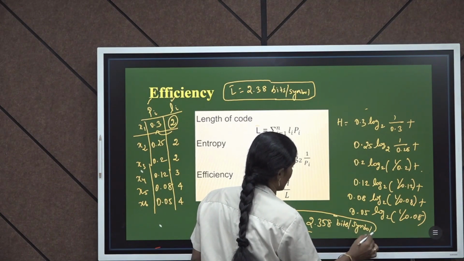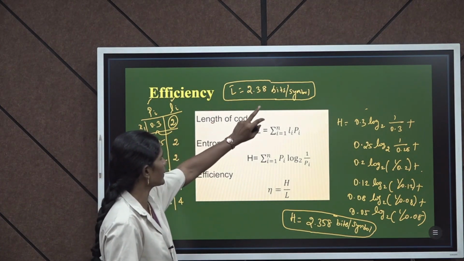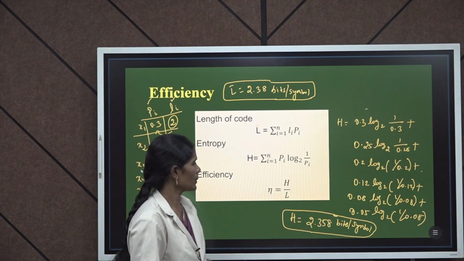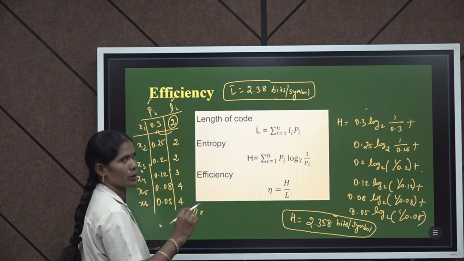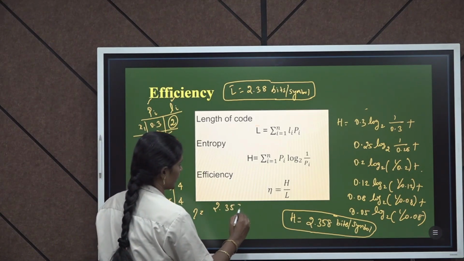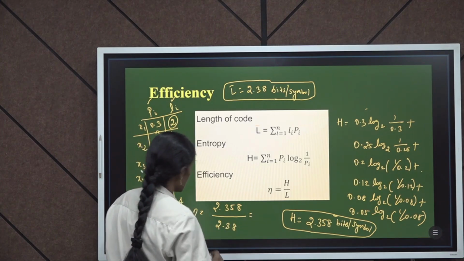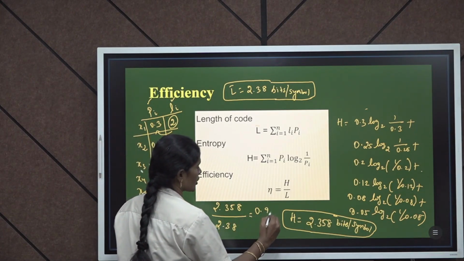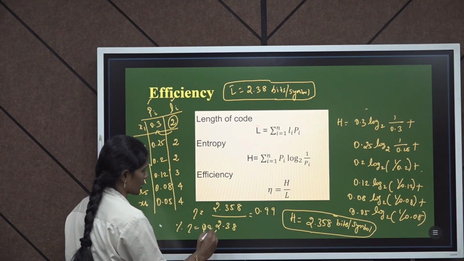Okay. Now the length of the code L bar is 2.38 bits per symbol and the entropy H equals 2.358 bits per symbol. Now we can calculate the efficiency here. The efficiency eta equals H by L bar. So H equals 2.358 and L bar equals 2.38. So by using this calculation we can find the efficiency here. This result will be 0.99. The percentage of efficiency will be 99%.